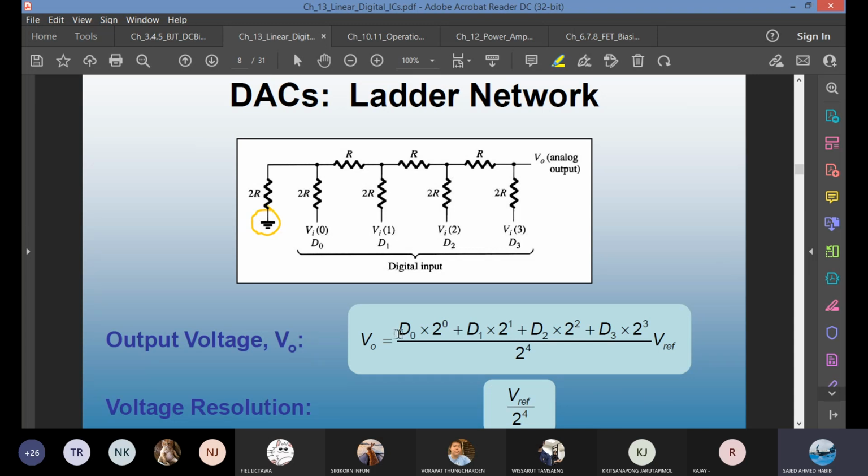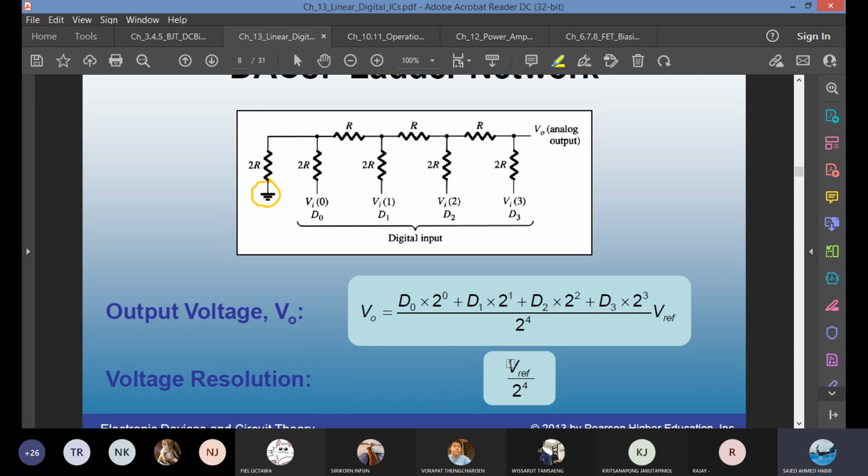You take each input, multiply by 2 power of 0 if there is a 0 input, or you multiply by 2 power of whichever position the input is in. 0 is 2 power 0, 1, 2, 3. It will go like that. This 0 is your input, main input. Divided by 2 power the number of stages and multiply by the reference voltage.